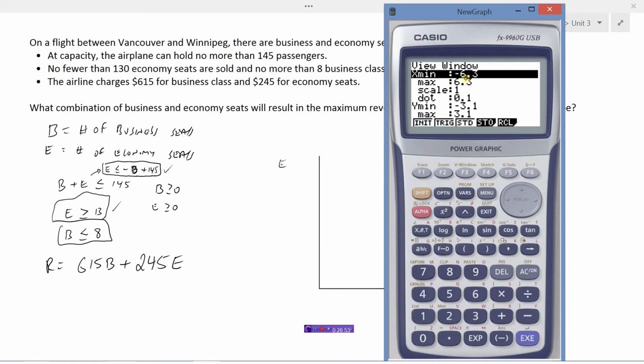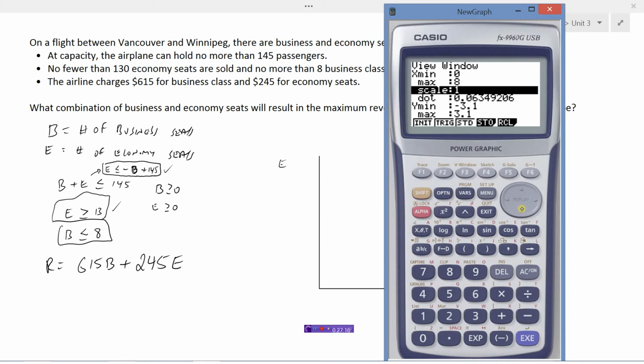So right now the view window goes from -6 to 6. That's on the x values. But I want, and so remember x is b, I want b to go from 0, so greater than or equal to 0, less than or equal to 8. So that's how I'm going to deal with that. I'm going to make my x values go from 0 to 8.